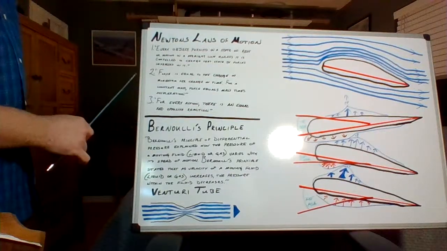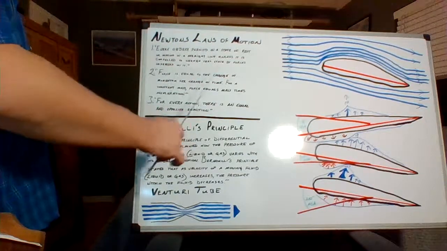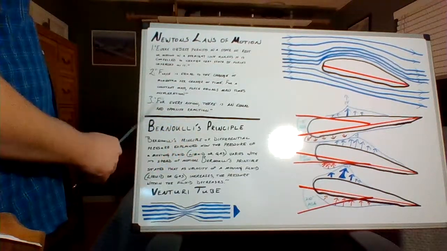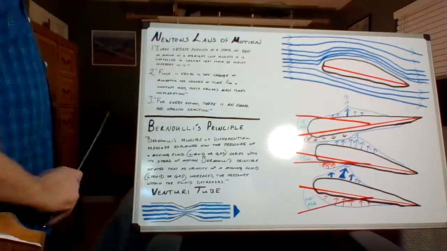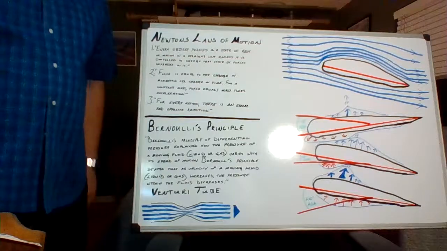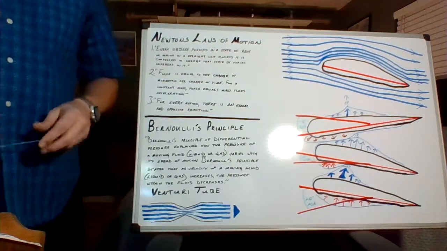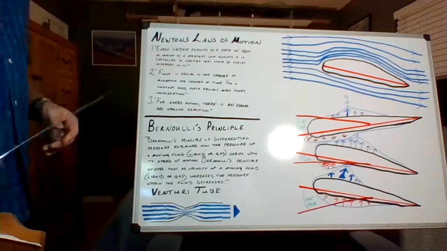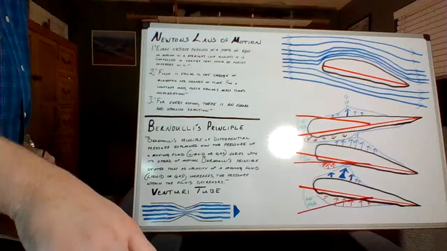The second law of motion is force is equal to the change in momentum per change in time. For a constant mass, force equals mass times acceleration. Basically, this is the law that counteracts inertia. Now, Newton's third law states for every action, there is an equal and opposite reaction.